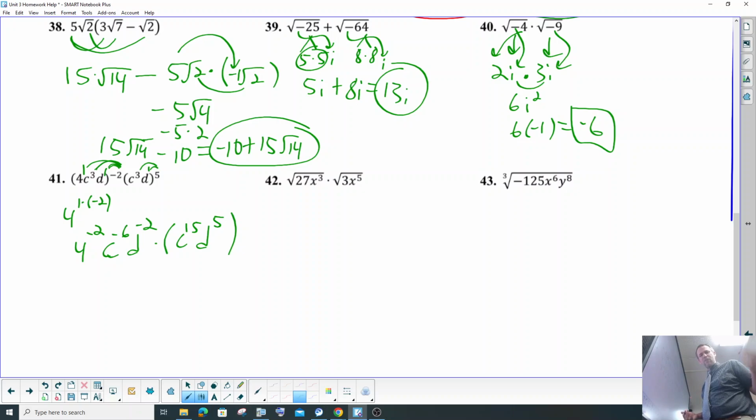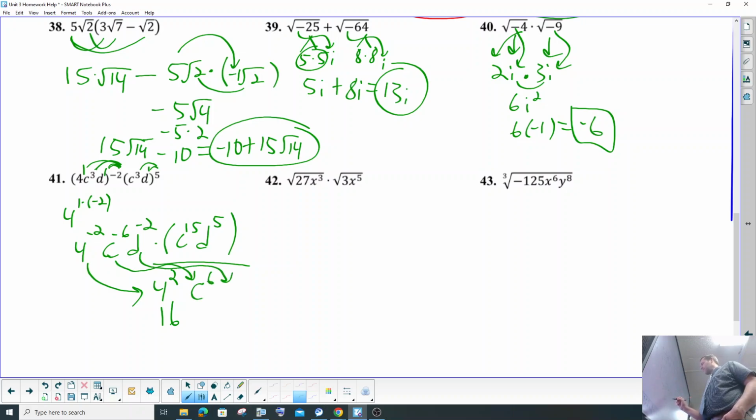Well, those are all negative. You've got to bring them down. So that means this 4 comes down here as 4 to the +2, which is 16. This c comes down as a -6, becomes a +6. And this d comes down to the bottom and becomes a +2.